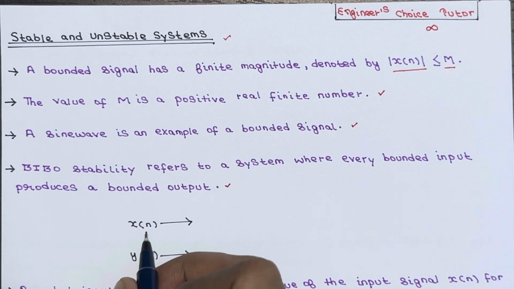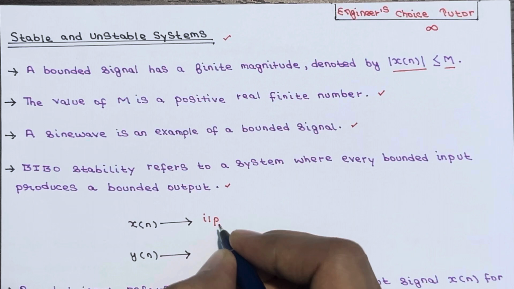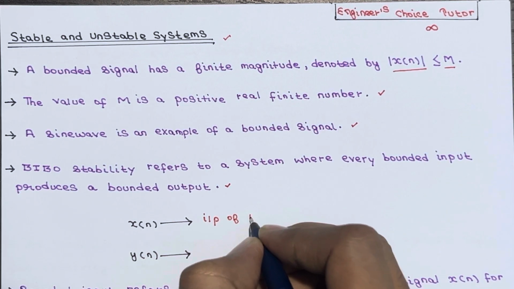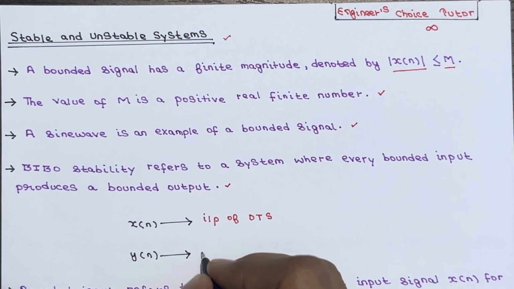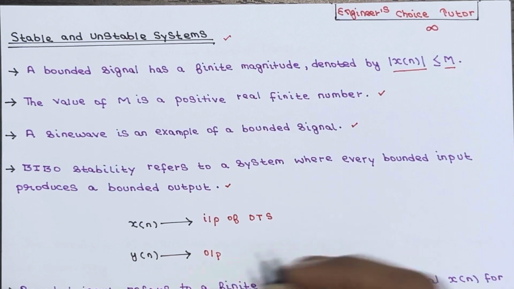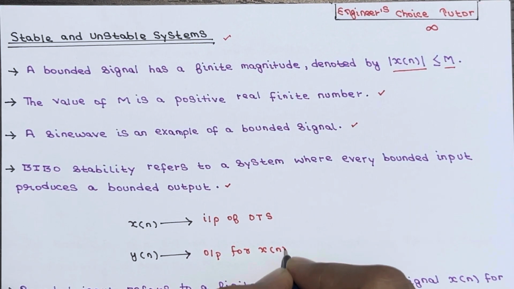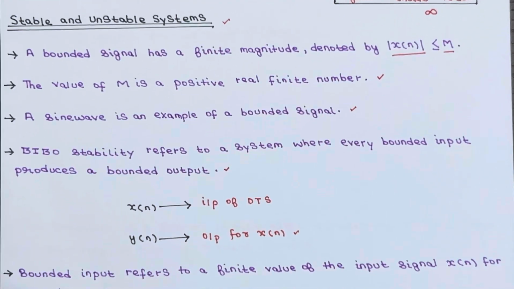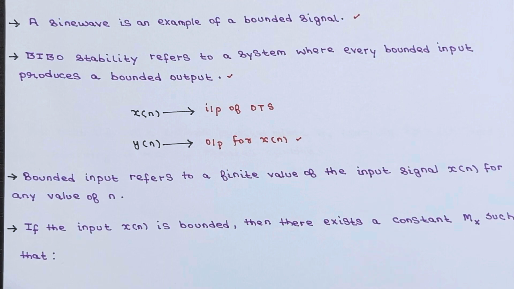So suppose x of n is the input to a discrete time system, and y of n is the response or the output for x of n. Hope it is clear to you. Fine. Now let's move further and understand these terms, bounded input and bounded output.